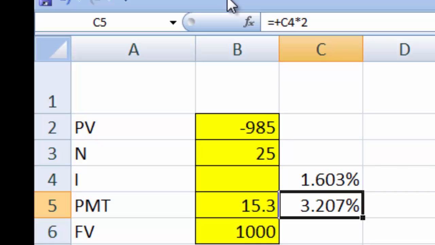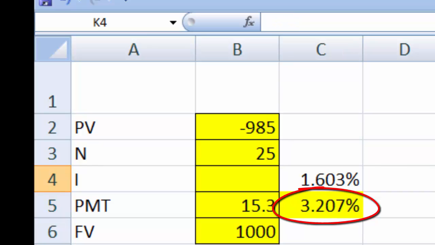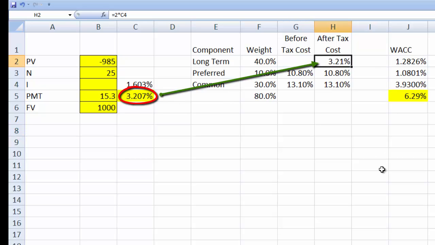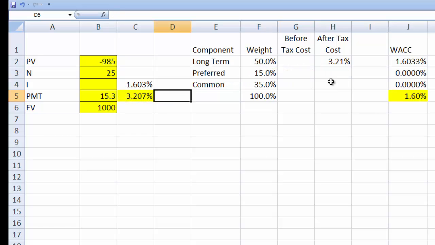So once we throw all this into the mix, this number becomes our after-tax cost of issuing new debt. So this is our after-tax cost of debt, and we can place that over here in the after-tax column. So the after-tax cost of debt, the effective cost including flotation costs, is 3.207%, and we can just put that in over here as the after-tax cost for the long-term debt.